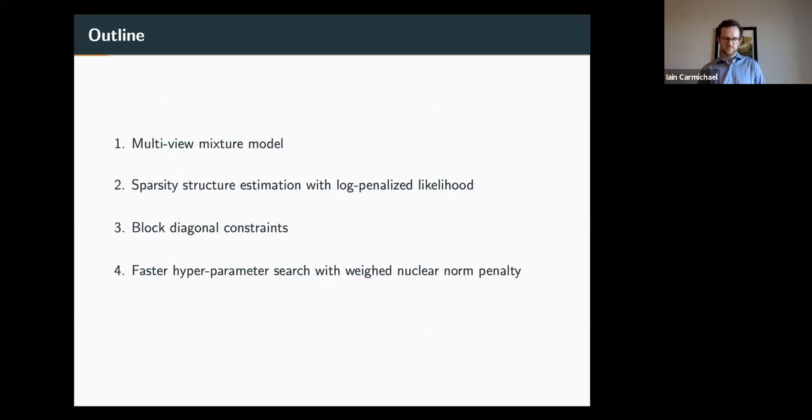So for the rest of the talk, I'm going to first describe the mixture model that we're going to be thinking about. And then we're going to focus on estimating the sparsity structure of one of its parameters, the pi matrix, which plays the role of the weights parameter in a simple Gaussian mixture model. And we're going to look at two different approaches to estimating that sparsity structure.